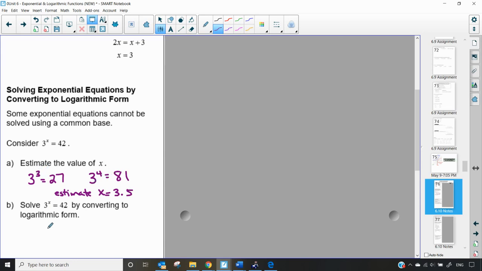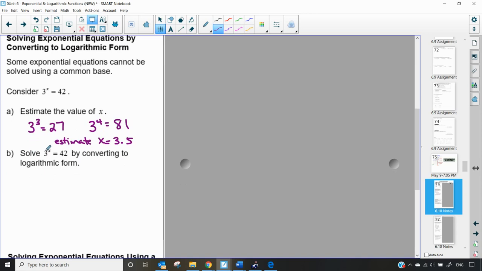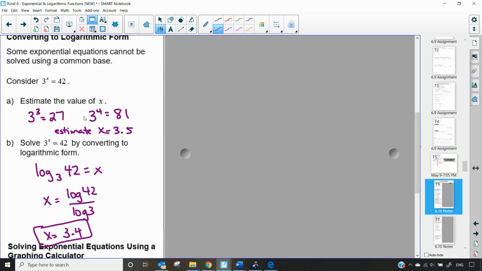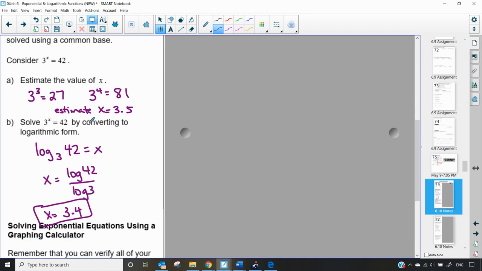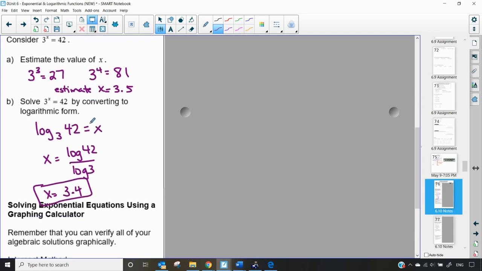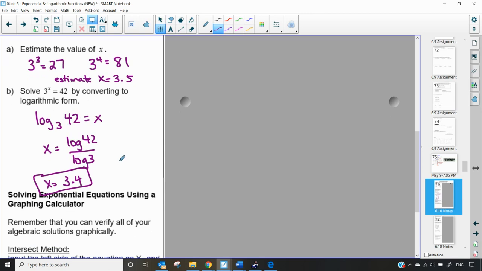So we could estimate based on this that x is going to be about 3.5, so about halfway between a 3 and a 4. Now, in order to actually solve the equation, we would have to write this in logarithmic form, and so we write log base 3 of 42 equals x. And then in our calculator, we can take log of 42 divided by log of 3, and we actually get 3.4. The main purpose for estimating is just to see if we're on track with our answer. We can't just assume that the calculator is always correct because we can make silly calculator errors, typos, maybe mix up our numerator and denominator. So estimating gives us a good way to track whether our answers make sense.